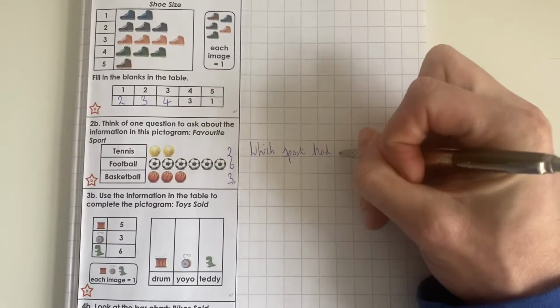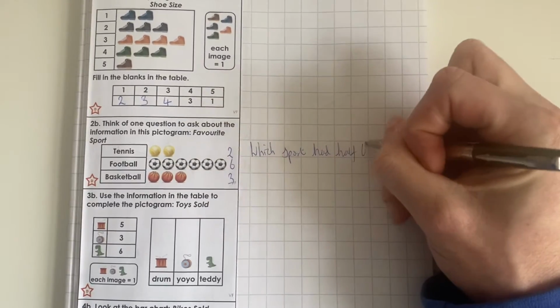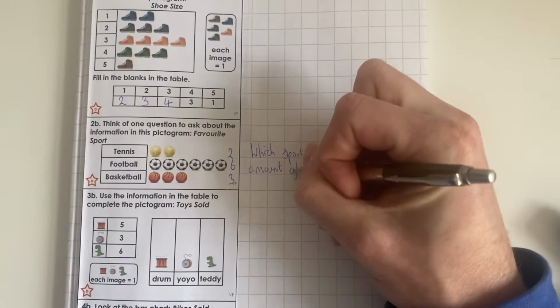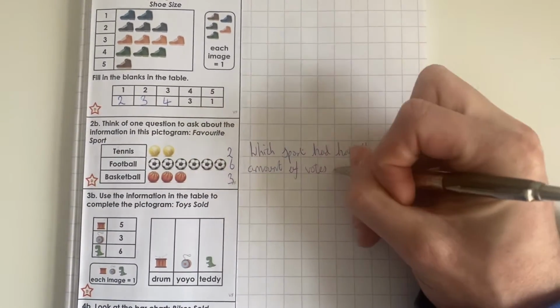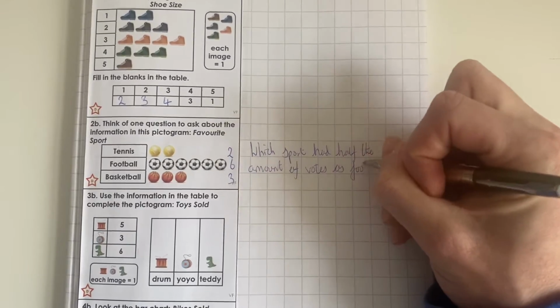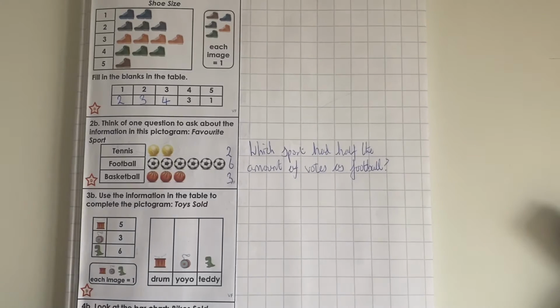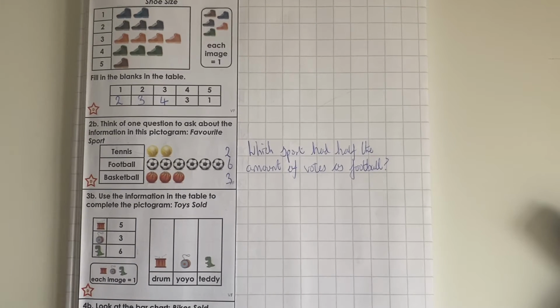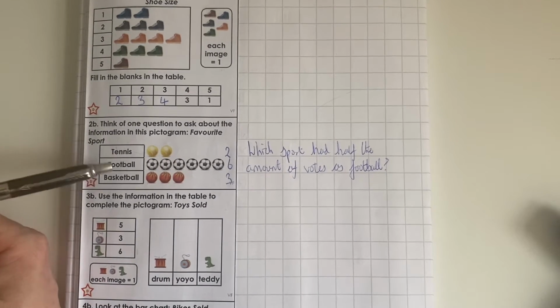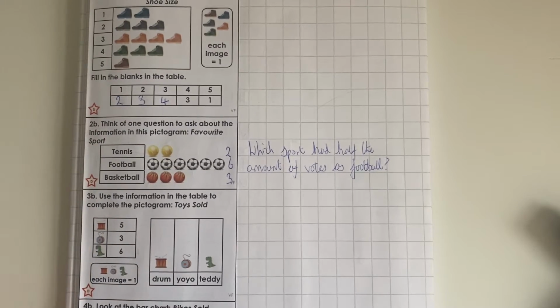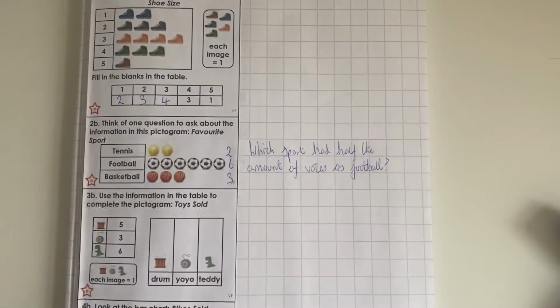had half the amount of votes as football. Now this one's going a bit, stretching our knowledge. Here we're saying which sport had half of the amount of football, so 6. Half of 6 is 3. So the answer would have been basketball.